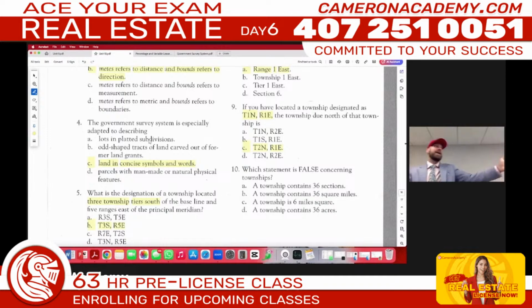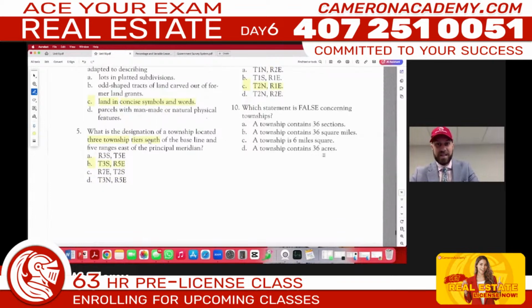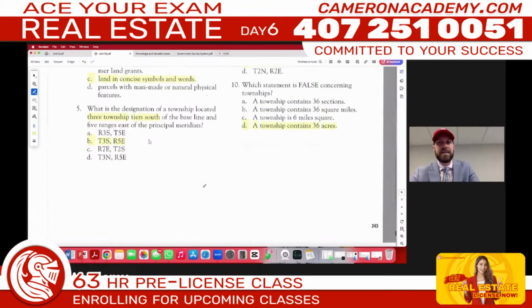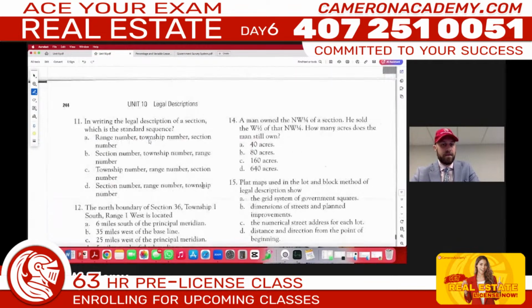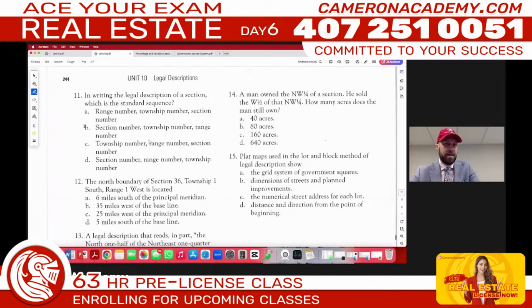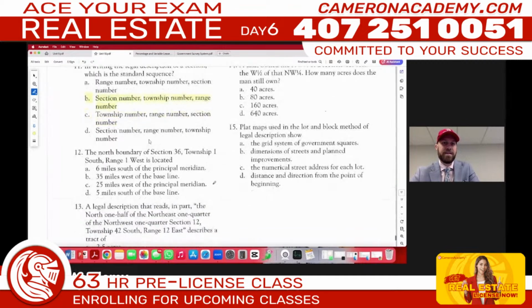They didn't tell you to go to the west or to the east. They just said the box directly above that. So the range does not change. 10 is D as in Delta. It's asking what's false. Number 11 is B as in Bravo, STR. Remember that. Section, township, range.